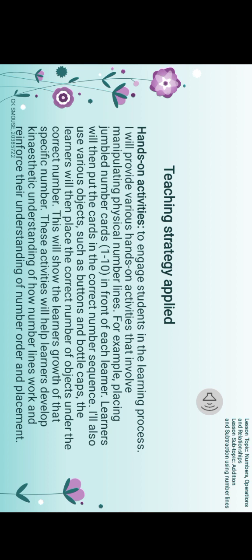Learners will then put the cards in the correct number sequence. I'll also use various objects such as buttons, bottle caps. The learners will then place the correct number of objects under the correct number. This will show the learner's growth of that specific number. These activities will also help learners to develop an aesthetic understanding of how number lines work and reinforce the understanding of number order and placement.